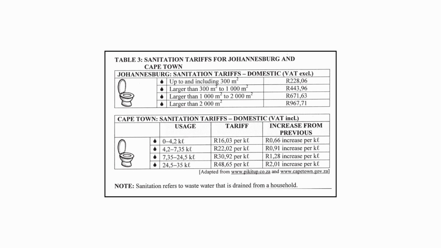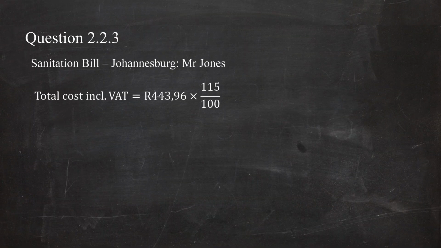First, you have to calculate the sanitation bill for Mr. Jones, who lives in Johannesburg. Mr. Jones owns a property of 550 square meters. From the table, properties that are larger than 300 square meters up to a maximum of 1,000 square meters have to pay a flat rate excluding VAT of 443 Rand 96 cents. This value, including VAT, is equal to the cost excluding VAT of 443 Rand 96 cents multiplied by the VAT inclusive percentage of 115% divided by the VAT exclusive percentage of 100%, and this equals a cost including VAT of 510 Rand 55 cents.